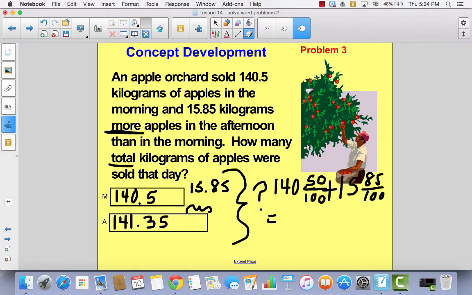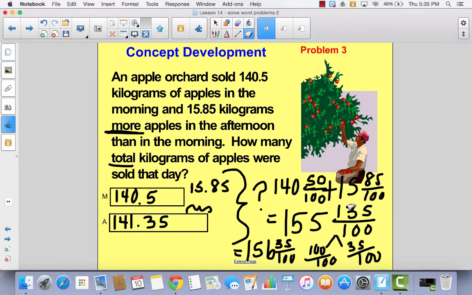Okay, so let's add whole number to whole number. 140 plus 15 would give me 155. Fraction to fraction would give me 135 hundredths. So you can see that I've ended up with an improper fraction. I want you to pause the video and see if you can change this improper fraction to an appropriate mixed number, and let's come back and compare.